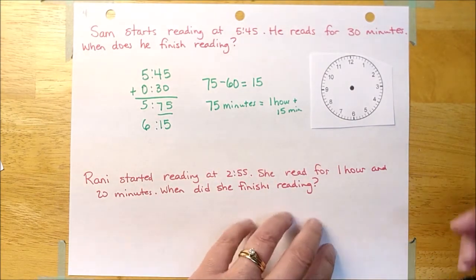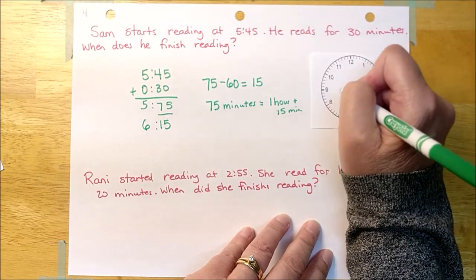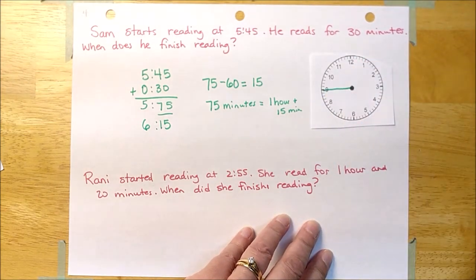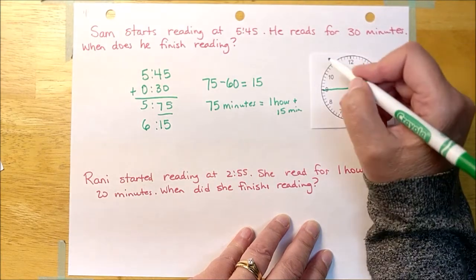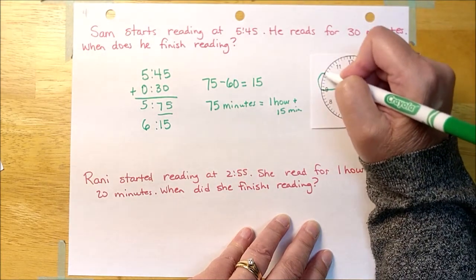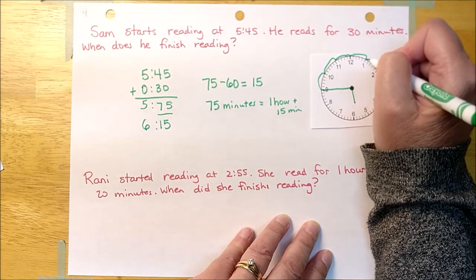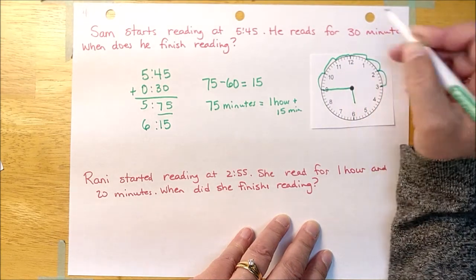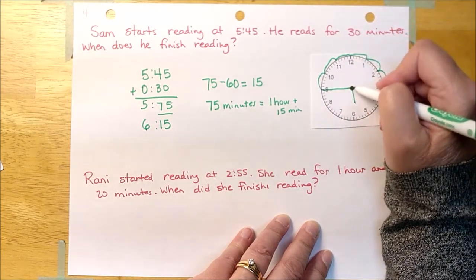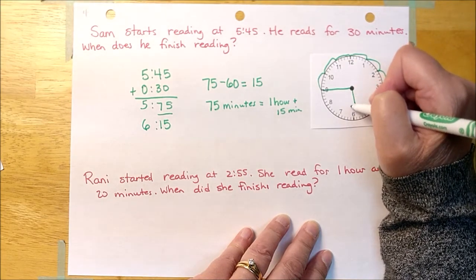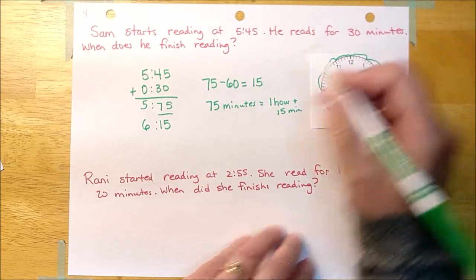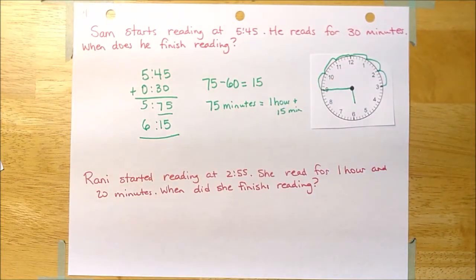Let's see if that actually works when we do it on our clock. So that is 5:45. And we're going to go 30 minutes. 5, 10, 15, 20, 25, 30. We went over the top, so that means we went past the 12. That means our hour hand now moves. So it's 6:15. We got it. Awesome.